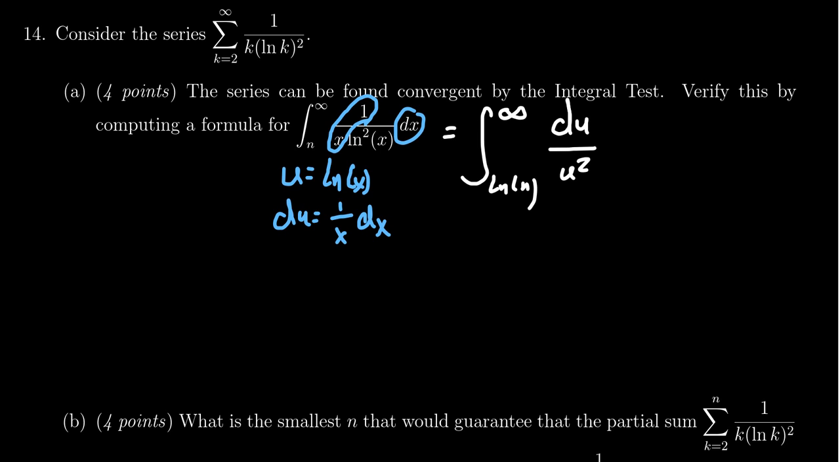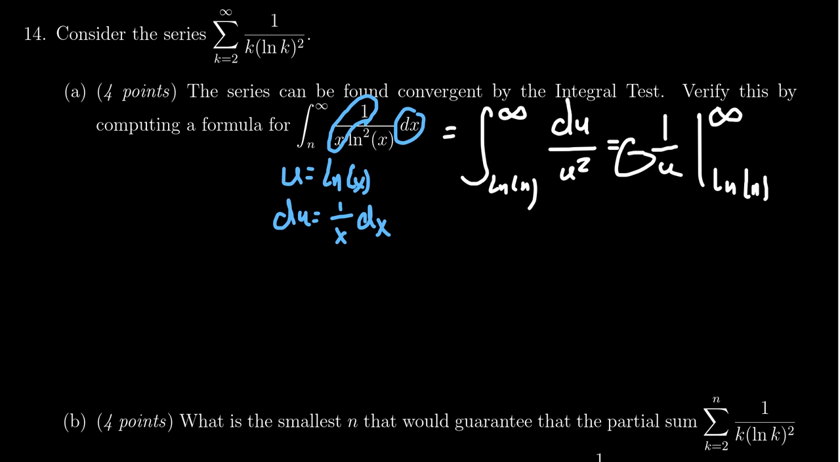Now, integrating this thing right here, well, by the power rule, since we have a 1 over u squared, we could treat that as u to the negative 2. That would raise the power by 1 to be u to the negative 1, that is 1 over u. And then divide by that exponent, which is a negative 1, you get a negative 1 over u for the antiderivative. Evaluate this from the natural log of n to infinity. Now, because of the negative sign, I actually want to switch it to be a positive, so I'm going to switch the order of the limits there. And so we get 1 over u, as you evaluate from infinity to the natural log of n.